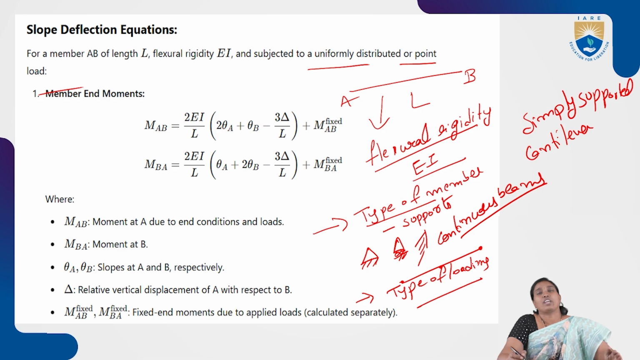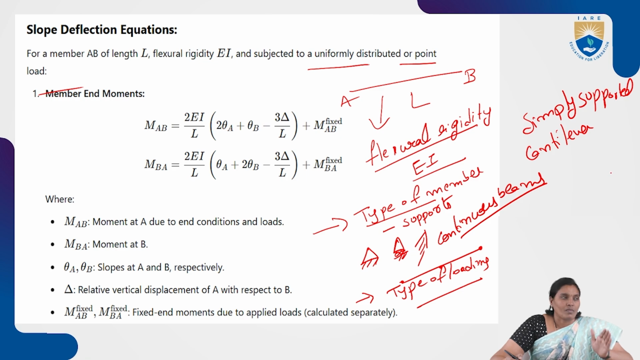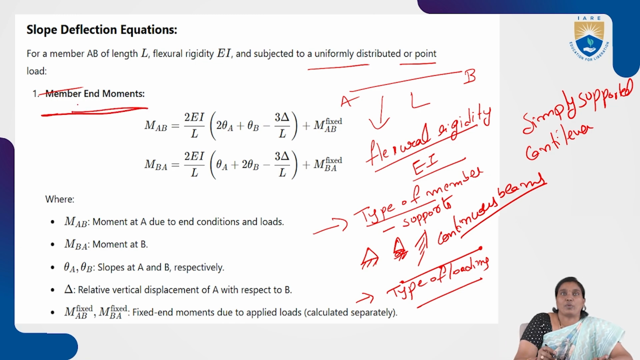What kind of loading conditions are there? These are also various parameters which are going to identify these slope deflection equations. So here, for a member that has a length L and flexural rigidity EI and is subjected to uniformly distributed load or point load, these are the member end moment equations.